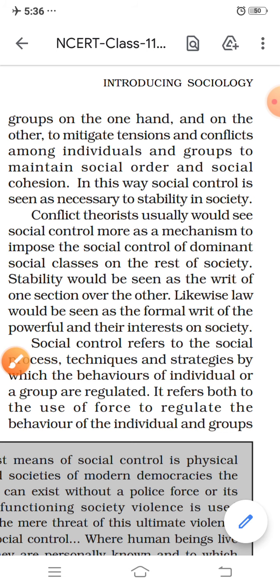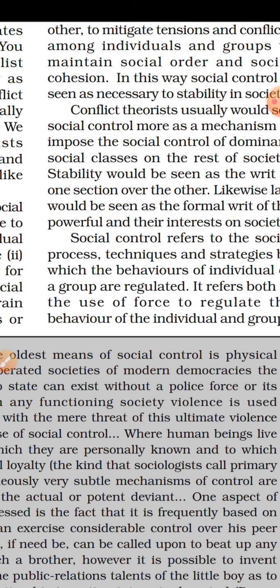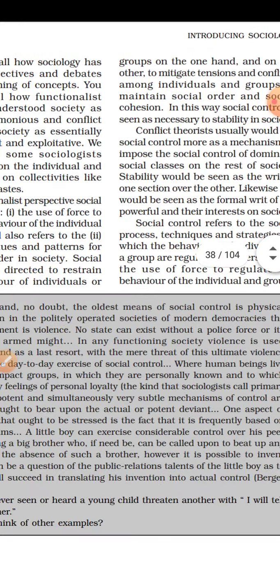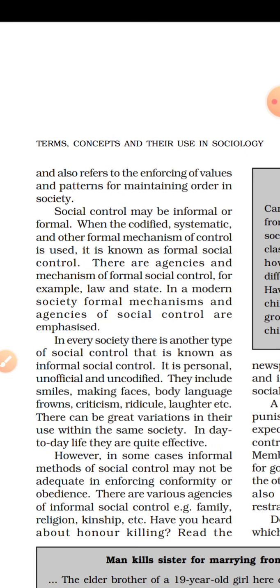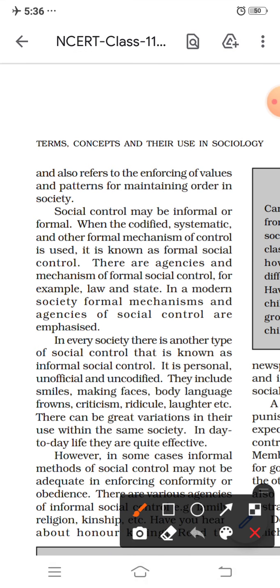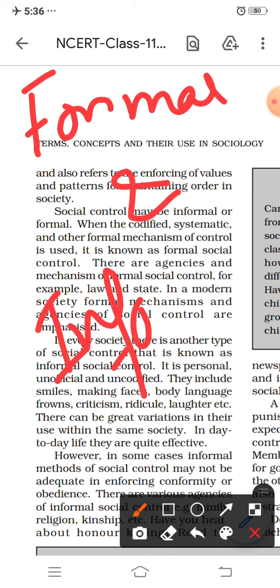Now next is the forms of social control. How can we control things like a few crimes or gender bias in our society? It is controlled in two forms: formal social control and informal social control. What is formal social control? When it is confined and systematic, a formal mechanism of control is used. That is formal social control.